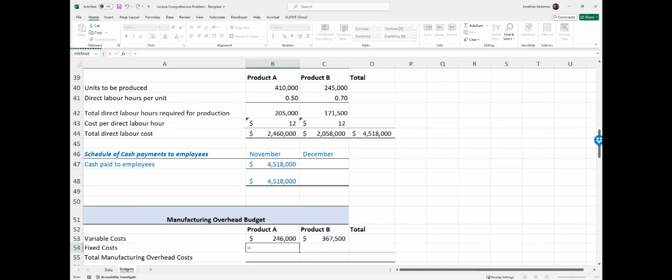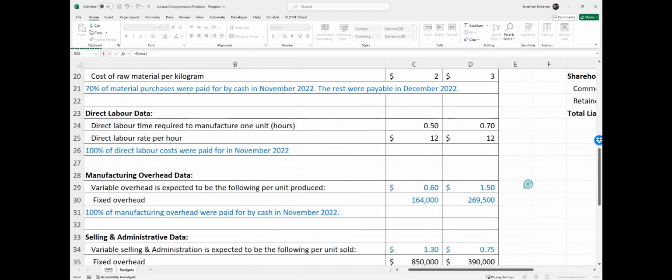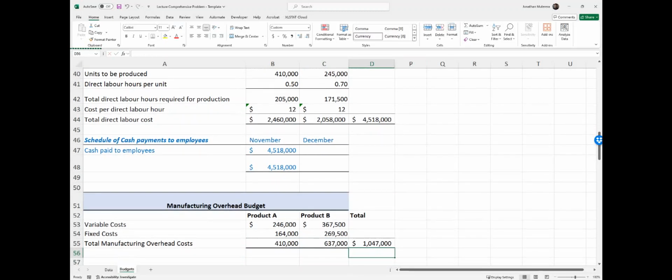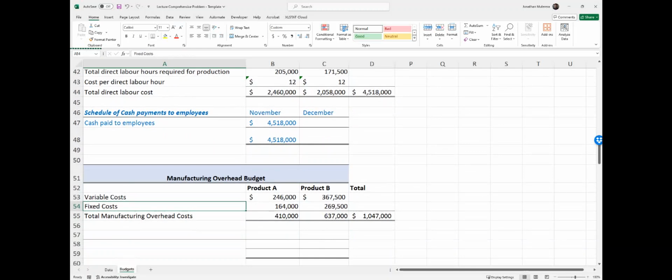And then for the fixed, we're given the fixed overhead cost, 164 for product A and 269,500 for product B, and then the total, of course, will be the total cost. Alright, so it's straightforward. For the manufacturing overhead budget, we need to know what is the total manufacturing overhead cost, variable portion, fixed portion, and that's it with the manufacturing overhead budget.